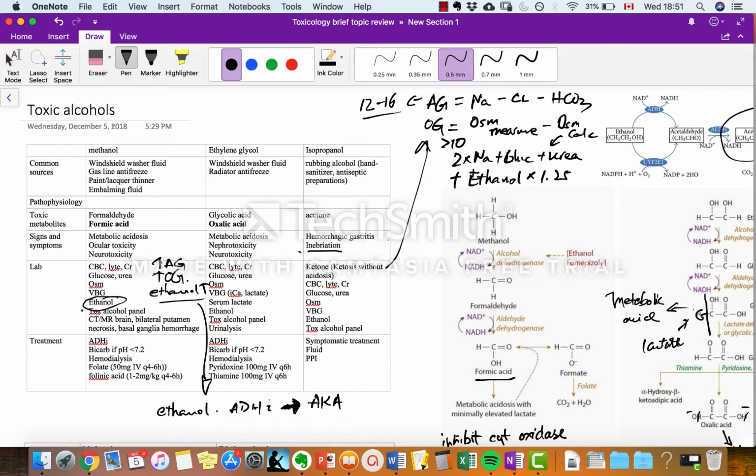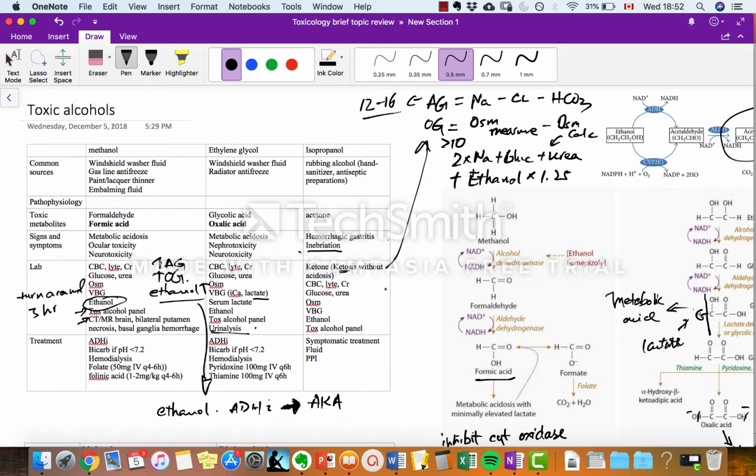Other labs you can order for methanol, ethylene glycol, isopropyl alcohol is your toxic alcohol panel, which has a turnaround time of about 3 hours. Faster if you're at the Foothills because the lab is done at the Foothills, slower at other sites. For methanol, if the patient is very sick, CT scan, as we mentioned, can give you these features of cutaneous necrosis, basal ganglia hemorrhage. Ethylene glycol, you can get additional serum lactate to get the lactate gap. Your urine can give you calcium oxalate crystals. Isopropanol, doing a ketone will show ketosis without acidosis.